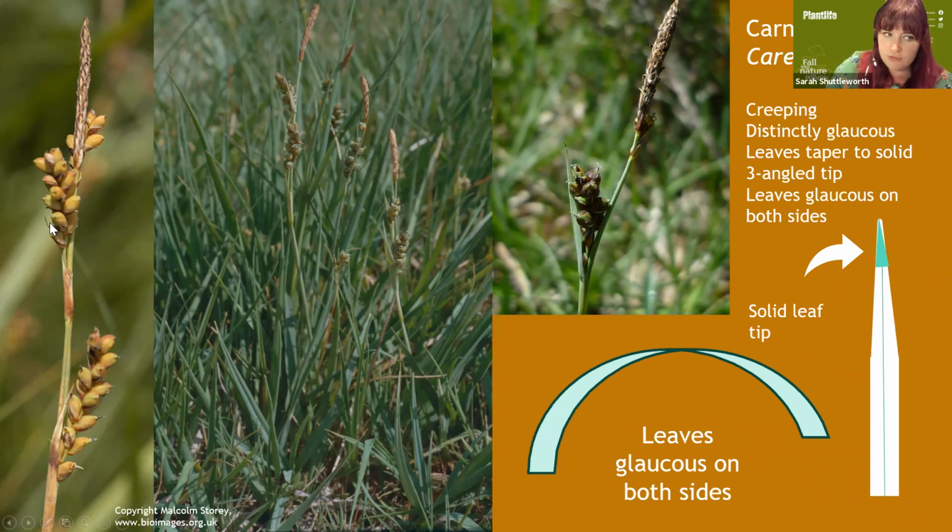Otherwise, it has that general look of the other sedges with the separate male spike and the separate female spikelet bits as well. But it's the leaves that are going to tell you what it is more than anything, but also the fact that it loves acidic wet habitats.